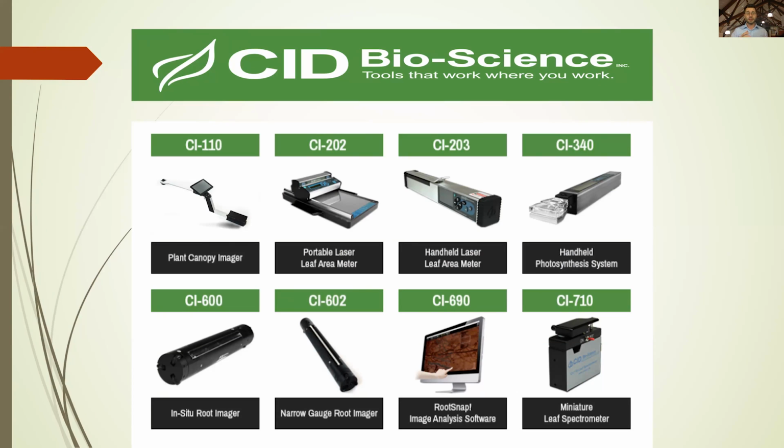So that is the bulk of what I was going to discuss with the CI-600, CI-602. We do have a whole range of different instruments at CID Bioscience to work with, including the CI-110, a plant canopy imager, which we just gave a webinar about a month ago. And the 202 and the 203, both leaf area meters, the 340, a handheld photosynthesis system, as well as the assorted software for each one of the devices, and a CI-710, a miniature handheld leaf spectrometer. So all of these are also available. I'm sure at the end of this presentation we're going to put out a poll to see which one you would like another webinar on, and we'd be happy to have you vote on it.